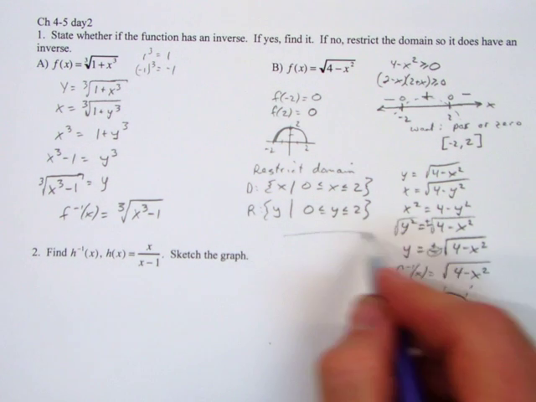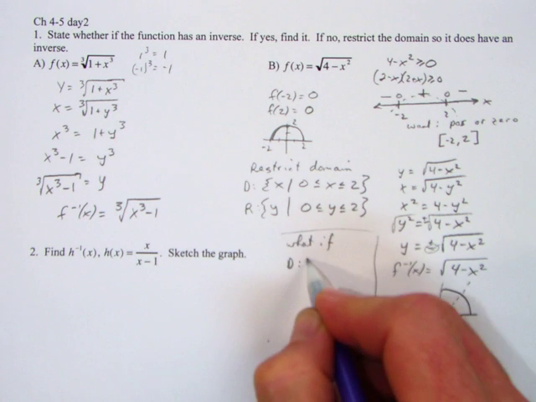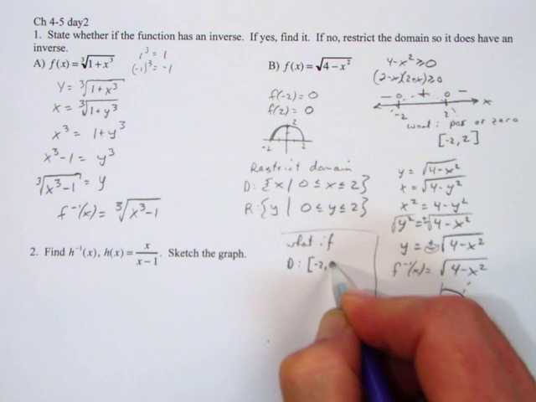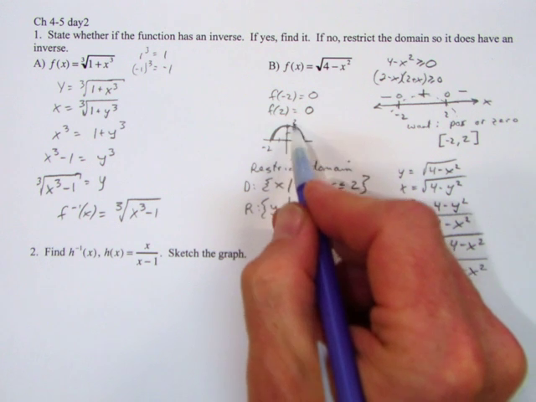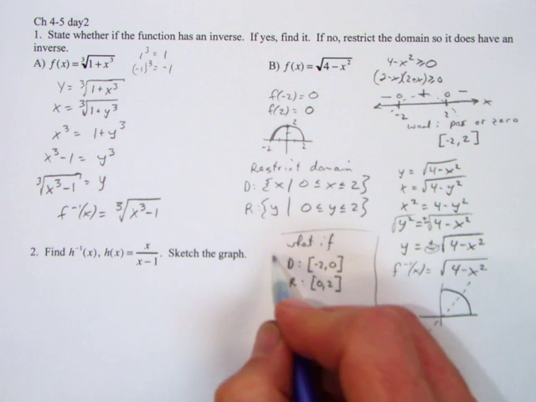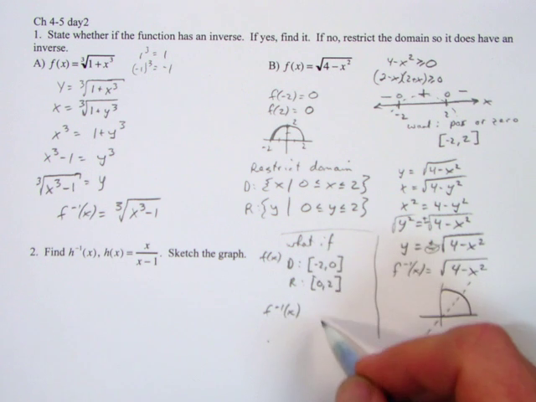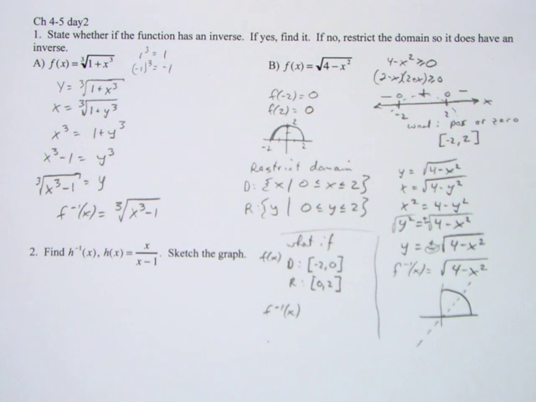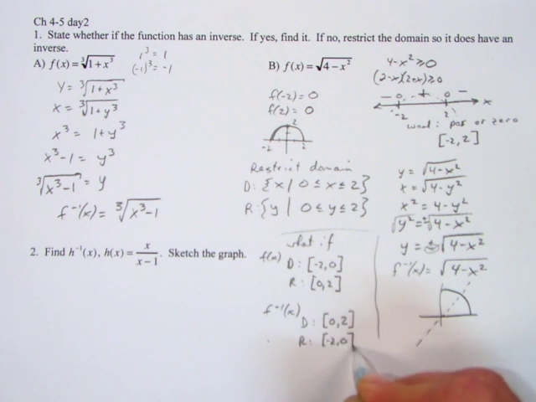Now, what if we put our domain from -2 to 0? What would our range be if we just cut off the right-hand side? Our range would still be from 0 to 2. And this is for f of x. That means for f inverse of x, since our domain and range are switched, since x and y are switched, the domain will be from 0 to 2, but the range will be from -2 to 0.